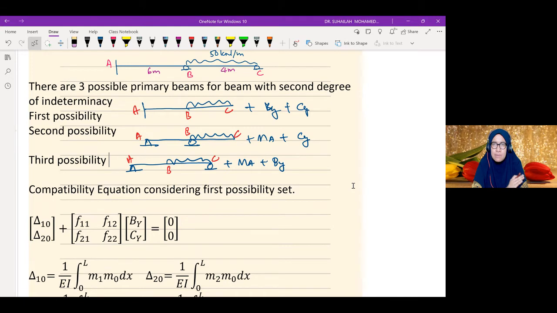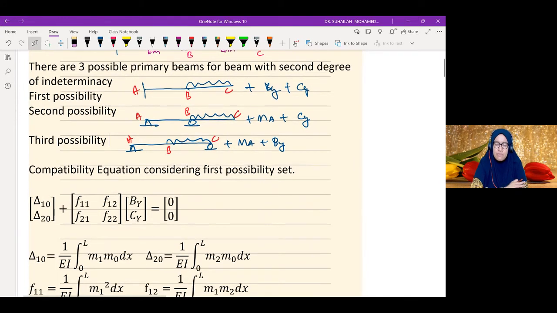So always remember that when we have a simply supported beam type, the stable structure must have at least one pin and one roller. For the third possibility, we remove one from A and we remove BY. So we get a simply supported beam. Okay, for the general compatibility equation, we get it from the principle of superposition. I have also derived this previously, and we finally get the equation in matrix form like this.